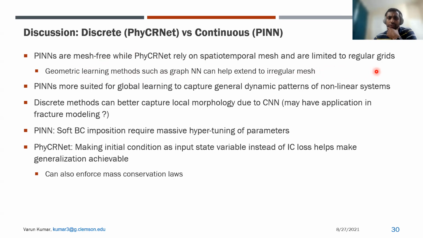PINNs are both suited for global learning to capture the general dynamic patterns, whereas the discrete methods like PhyCRNet are more suitable to capture local morphology because of the use of CNN.